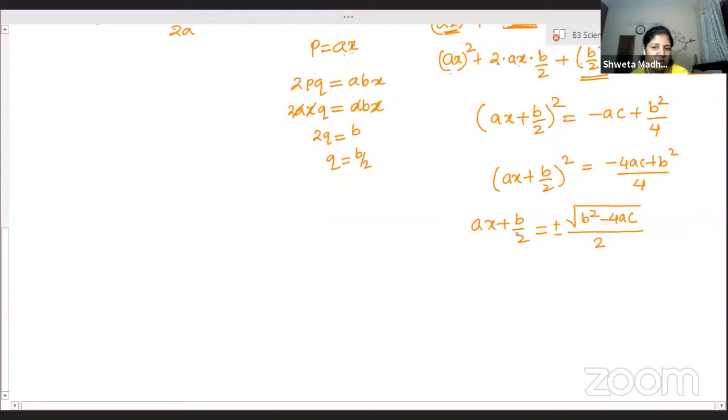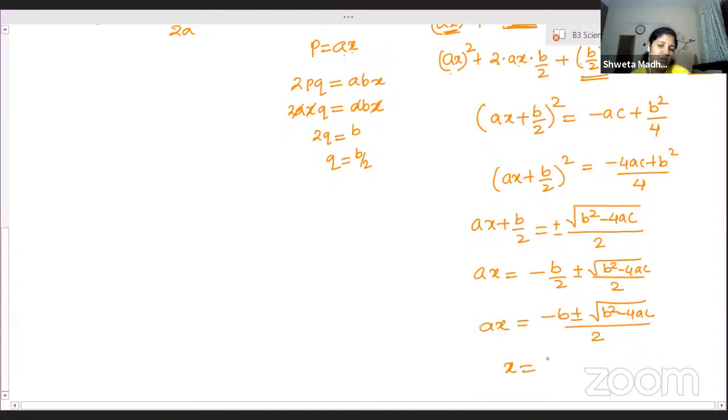Ax is here. So this b by 2 we will transfer to the RHS. Ax is equal to minus b by 2 plus minus square root of b square minus 4ac by 2. Combining all, minus b plus minus square root of b square minus 4ac by 2 is equal to ax. So the value of x is minus b plus minus square root of b square minus 4ac by 2a. This is the value of x. So by using this, we can calculate the value of x.